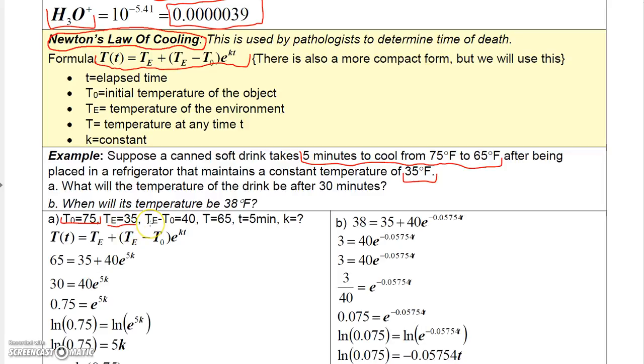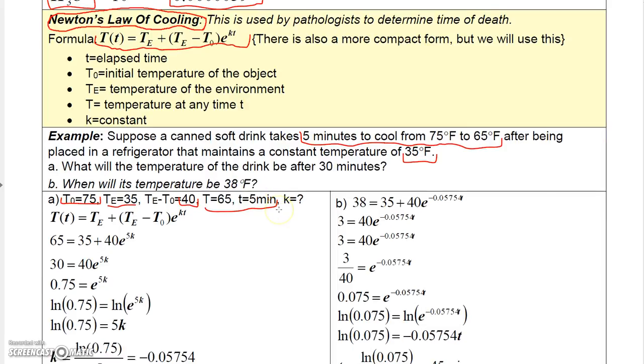So that means that TE minus T naught is 40. In other words, the initial difference in the temperatures is 40. And that's really what TE minus T naught is. That's the initial difference in the temperatures. So it's 40 degrees. 75 minus 35 is 40. And then we're given additional information: the temperature is going to be 65 degrees when time is 5 minutes. So we want to solve for k, so we can solve for the constant.